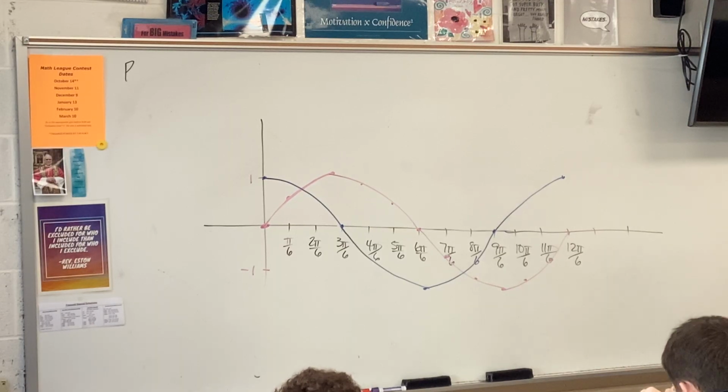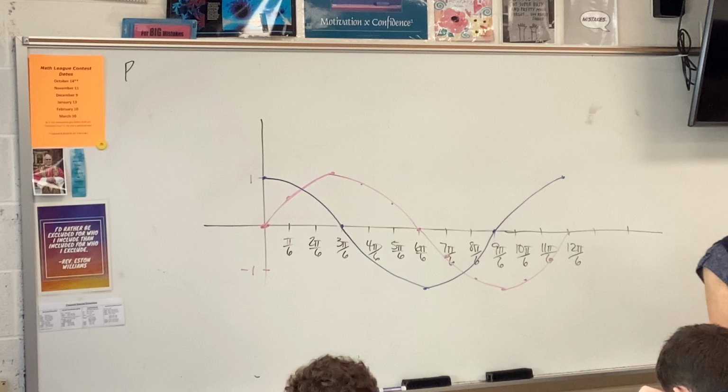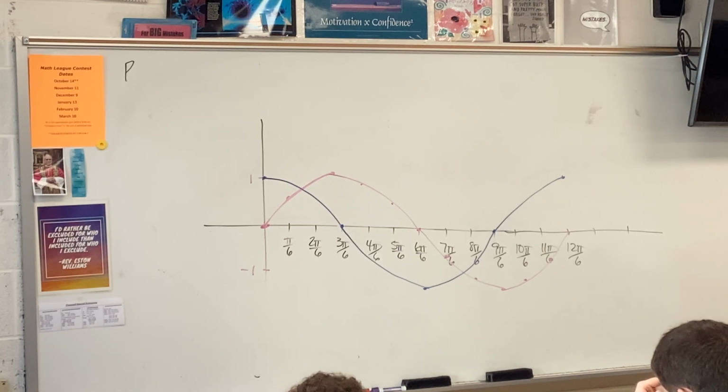Pi? We're looking at example 1. We got one hill and one valley, and we have another hill and a valley. So one hill and one valley is pi. What is the frequency then? If the period is pi, the frequency would be 1/pi.